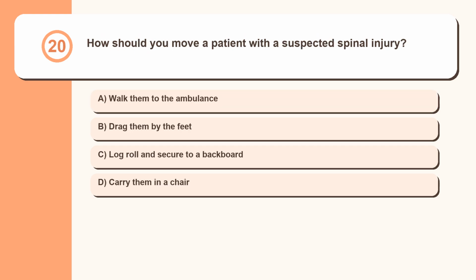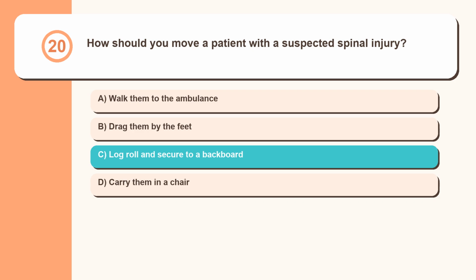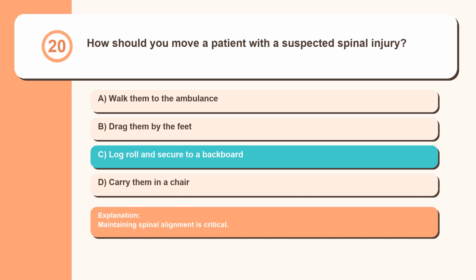Question 20. How should you move a patient with a suspected spinal injury? Walk them to the ambulance. Drag them by the feet. Log roll and secure to a backboard. Carry them in a chair. Maintaining spinal alignment is critical.